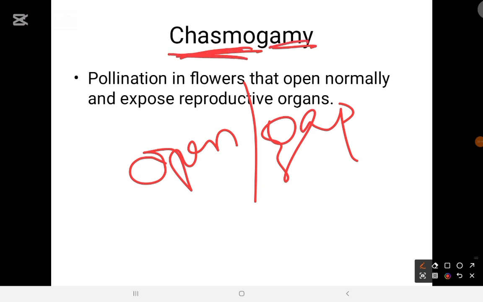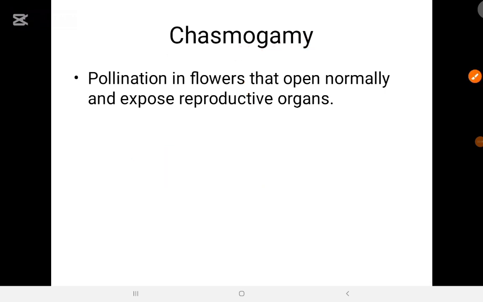It simply talks about the production of flowers that open fully, so they expose their reproductive parts for cross pollination. So cross pollination is possible, and it is the normal mode of flowering that we see in most plants, such as rose, hibiscus, sunflower, etc., where pollinators like insects and wind can help to transfer the pollen from the anther to the stigma.